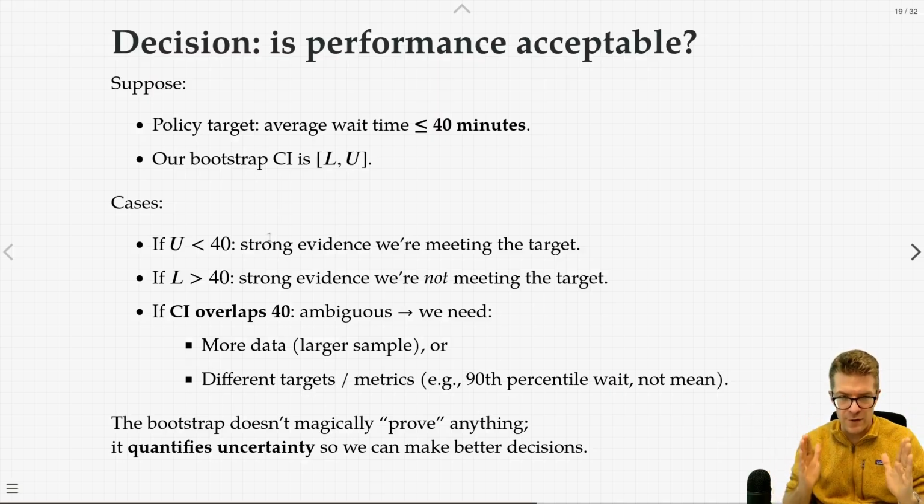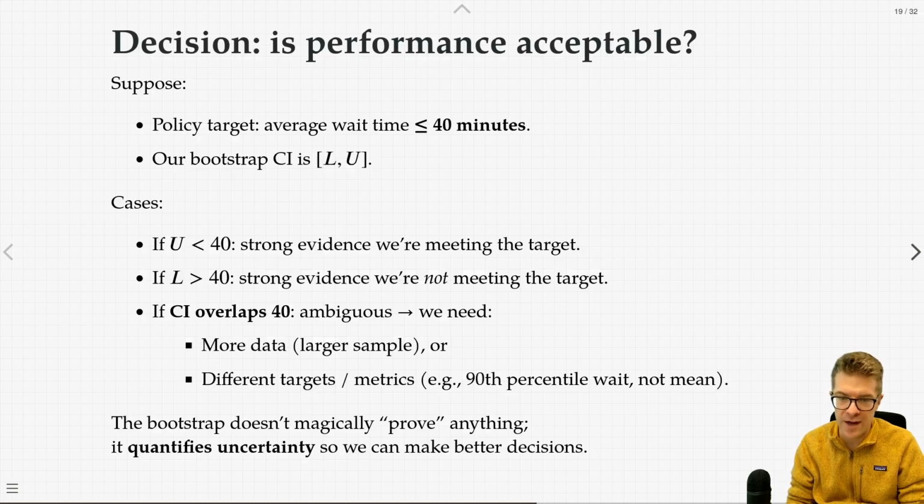If the confidence interval, if L is below 40 and U is above 40, so our policy of trying to hit 40 minutes or less is somewhere inside that confidence interval, then this is somewhat ambiguous, right? This can either mean that we need more data, we need to keep on sampling to see how well we're doing. It might mean that we need different targets or metrics.